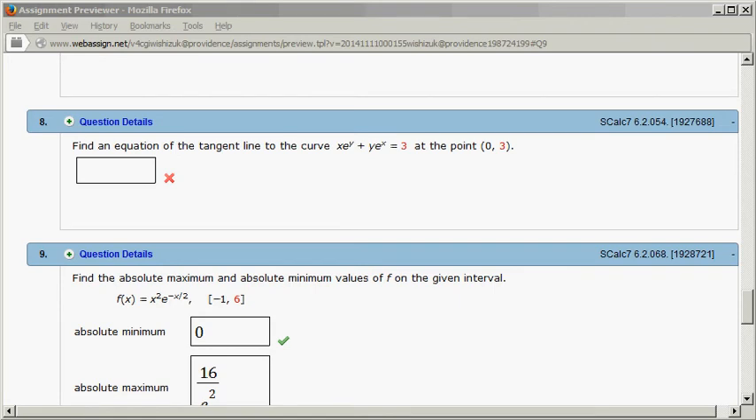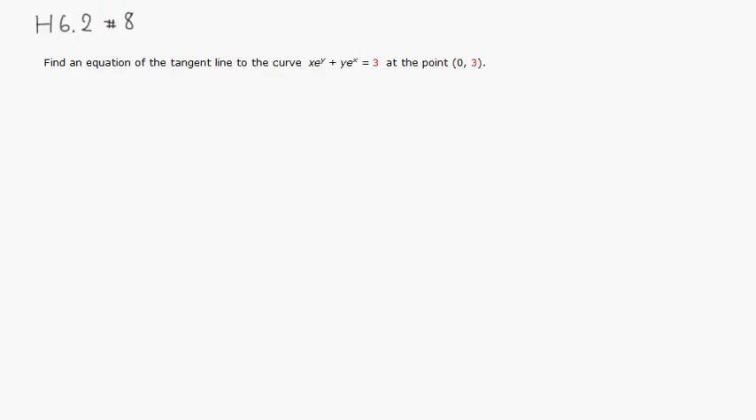Alright, let's look at homework 6.2, problem number 8. We want to find an equation of the tangent line to the curve x e to the y plus y e to the x equals 3, at the point (0, 3). Since the point is already given, this is going to be our (x1, y1). So we just need to find the slope.